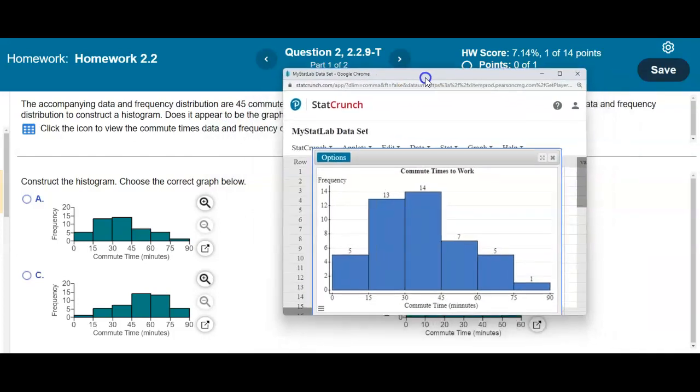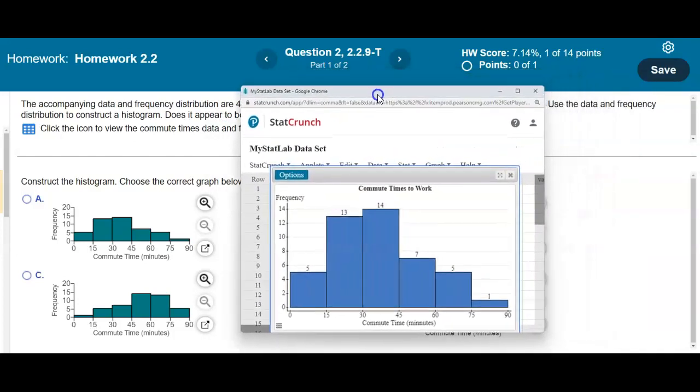So far we can see that we have an option here. If we look at A, it goes up to 5 for 0 to 15. Then from 15 to 30, it gets close to 13. From 30 to 45, it's just a little bit above, at possibly 14. Then 45 to 60 is 7, 60 to 75 has 5, and 75 to 90 is 1. So it looks like A could be our answer, but let's rule the other ones out.